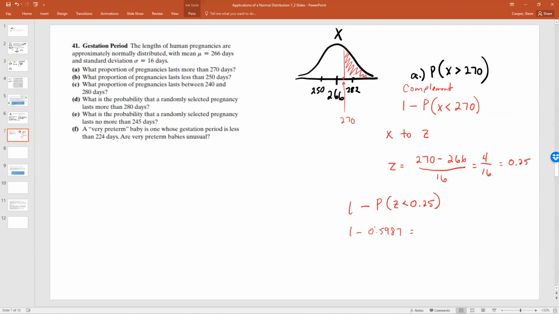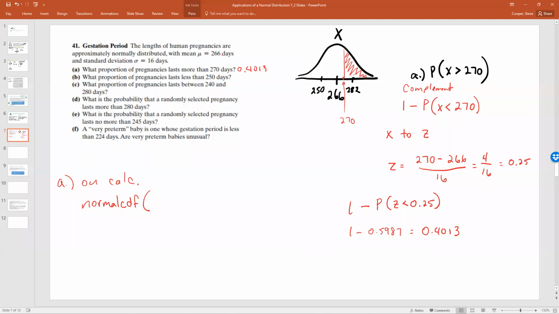Okay, so that's 0.4013. Let's do the same problem on the calculator. On the calculator, this is going to be normal CDF. And the smallest value I'm interested in is 270.